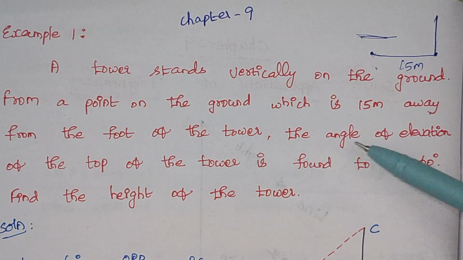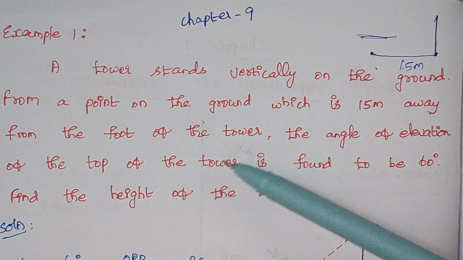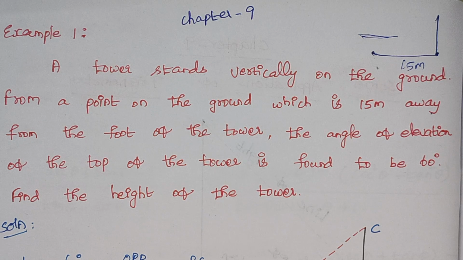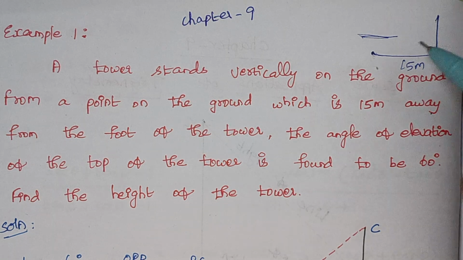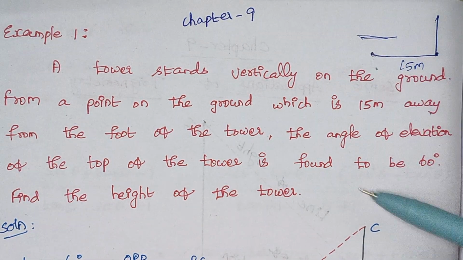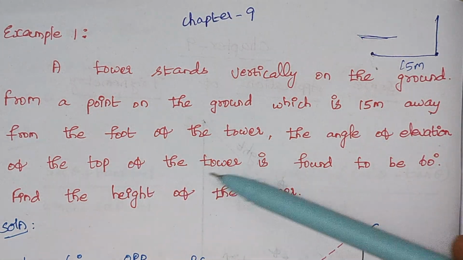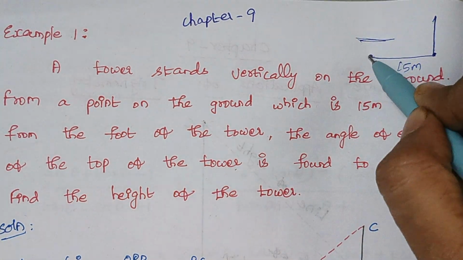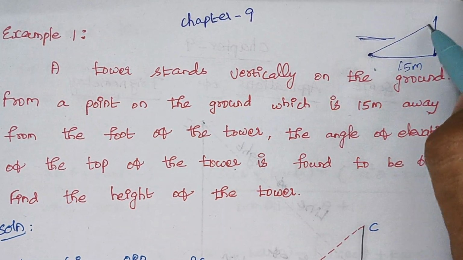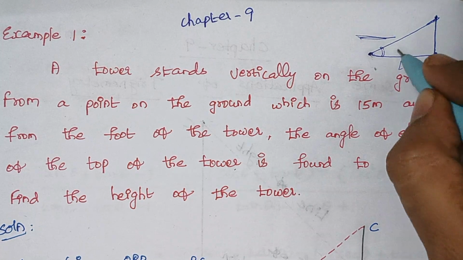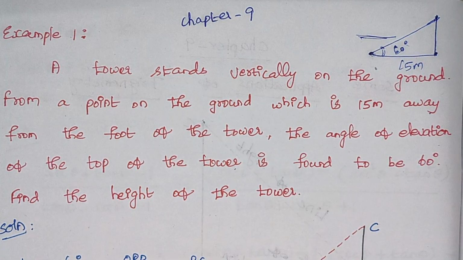Then the angle of elevation of the top of the tower is found to be 60 degrees. Right. So angle of elevation is nothing but you are looking at the object by just raising your head upwards. So here in this case, what is the angle of elevation? You see, the angle of elevation is 60 degrees to the top of the tower. So from this point, the angle of elevation, this is your top of the tower, right? So here the angle of elevation is said to be 60 degrees.